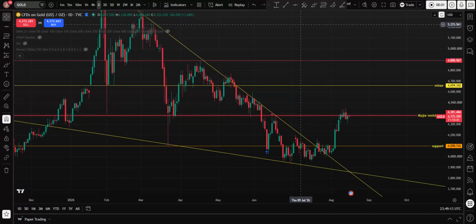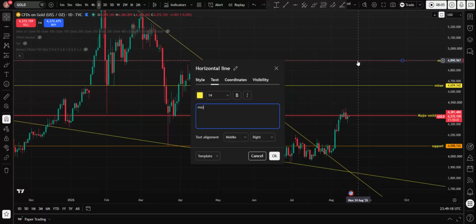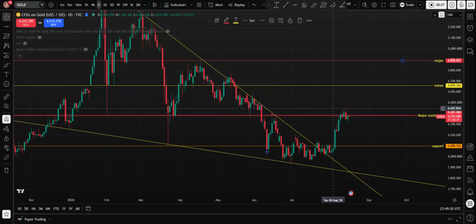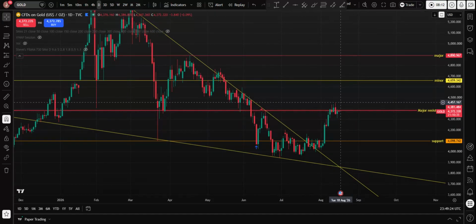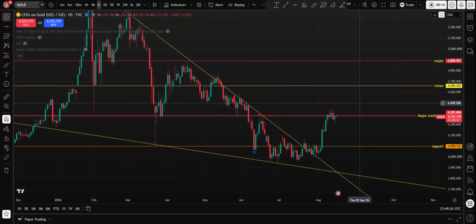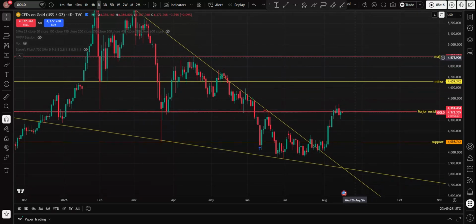So I would put that one as major resistance right there, right? So this would be major. I'm going to put a major. So that's major resistance. Here's our minor resistance. And right now we're still into major resistance because we haven't confirmed yet. But these are my levels I'm watching, folks, as if we do get a move up.